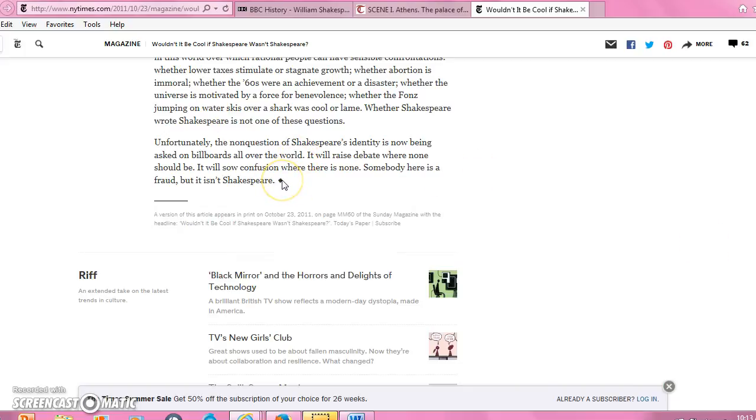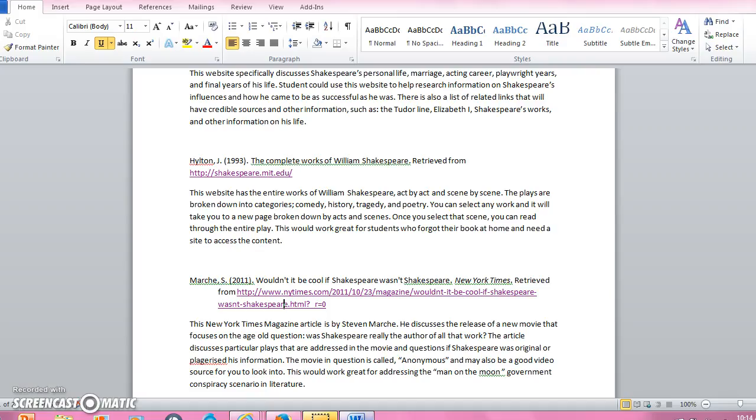This idea of it's kind of sad that we have to think about Shakespeare not being real as like a man on the moon situation, where it's all conspiracy. So it's a really pretty funny article, actually. You can read through that and see maybe that's something you want to put in your presentation.